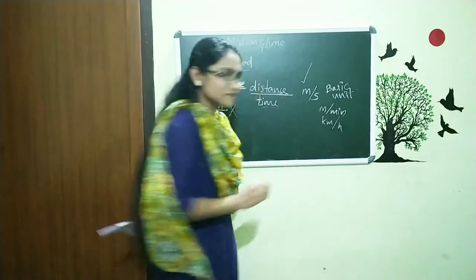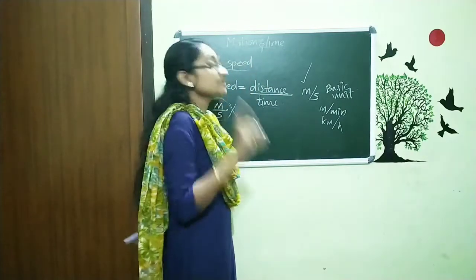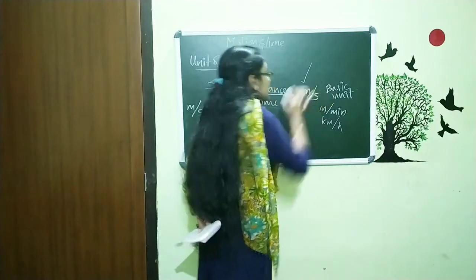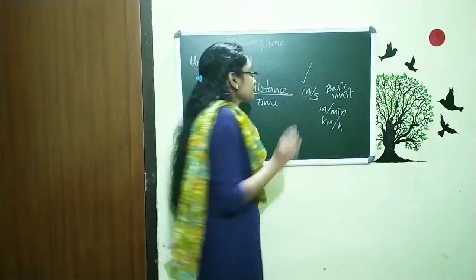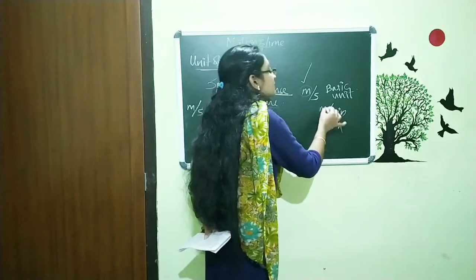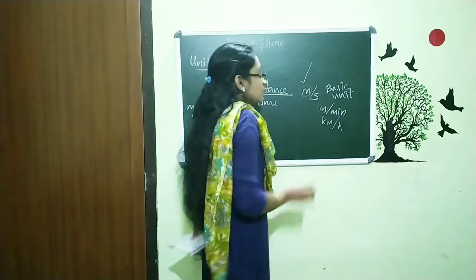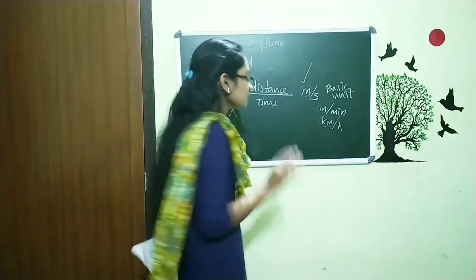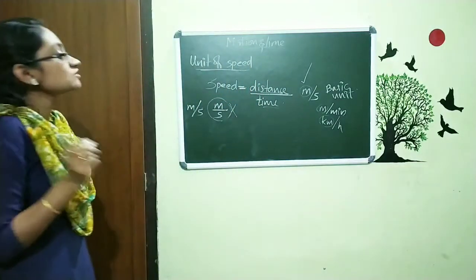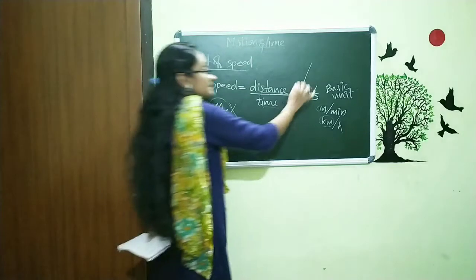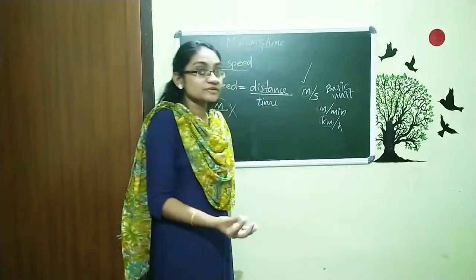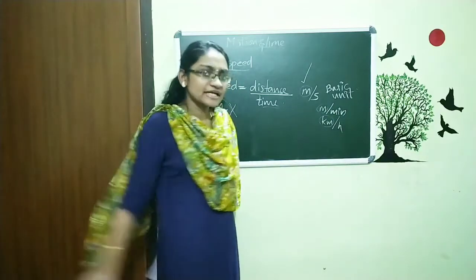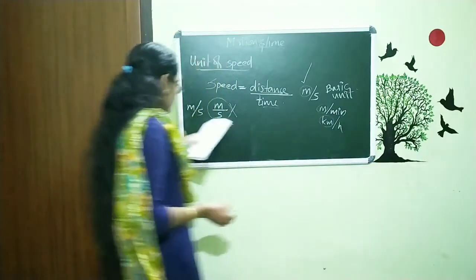What is the meaning of this meter per second? That means that in 1 second, how many meters we are traveling. That is the meaning. Or in 1 minute, how many meters we are traveling. Or in 1 hour, how many kilometers we are traveling. That is simply the meaning. So you just want to remember the unit of speed. The basic unit is meter per second. And we are also using meter per minute or kilometer per hour, so different units are there.